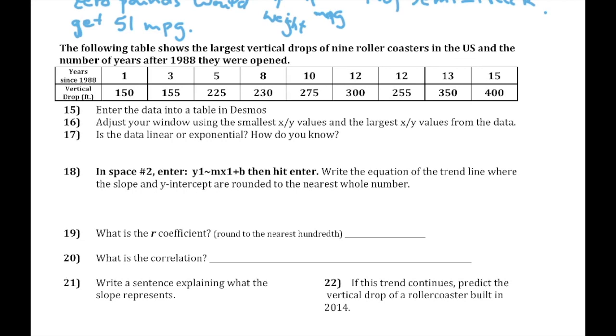We're going to adjust our window using the smallest x and y values and the largest x and y values from the data. And then we're going to use the data to decide if it's linear or exponential, and describe how we know this is true. And then we're going to come up with our line of best fit and our correlation coefficient from that Desmos calculator. So I'm going to flip over to that Desmos calculator now.